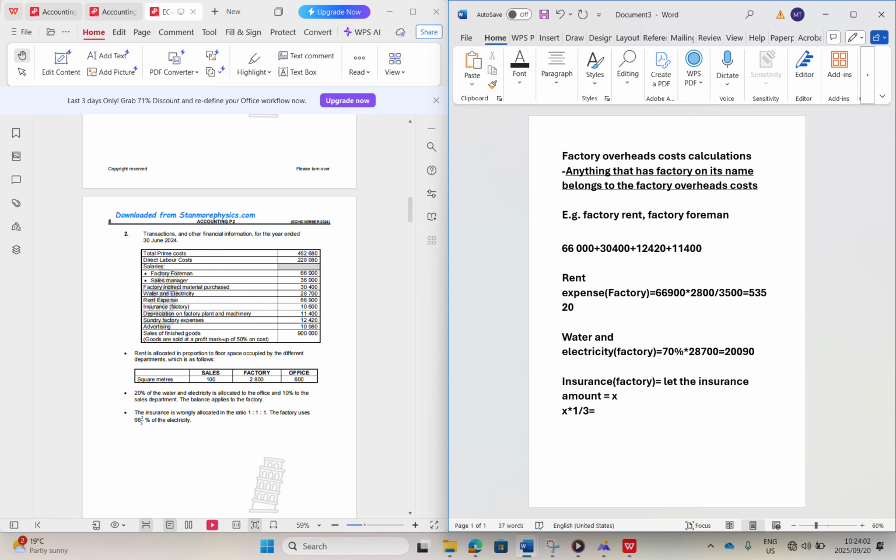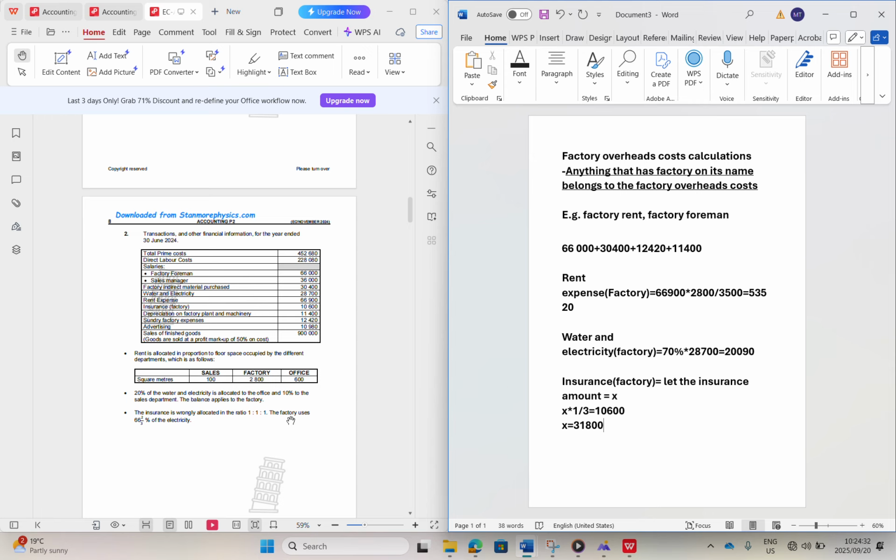Then they got something like 10.6. So to solve for x, which is the total insurance, you have 1 over 3, so you just have to multiply both sides by 3. You take 10.6 multiplied by 3. You'll get 31,800. So this is the total insurance.